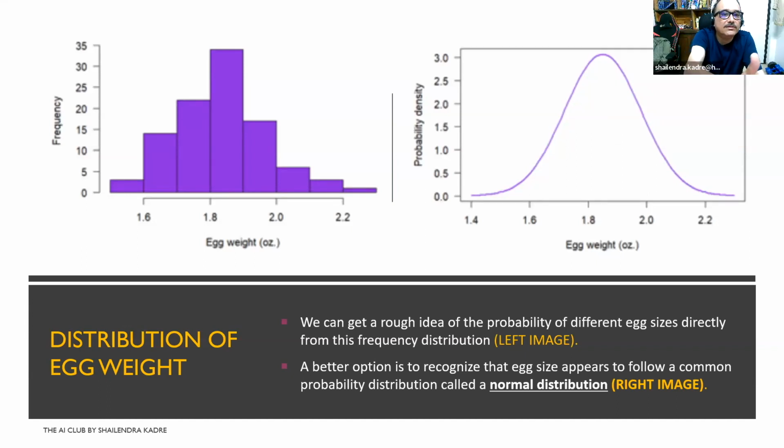Each bar is representing frequency. So it means eggs weighing less than 1.6 are only 3, and eggs weighing more than 2.2 are 1 or 2. Like that we can measure the frequency.